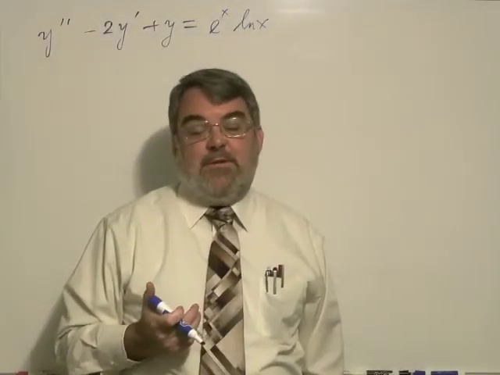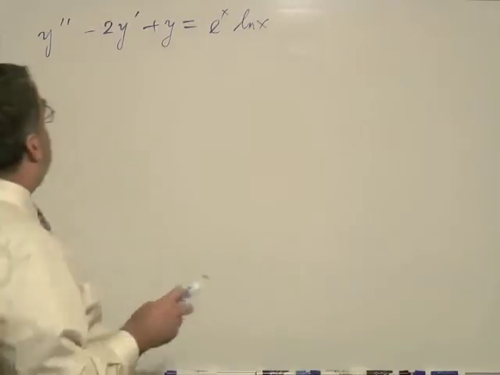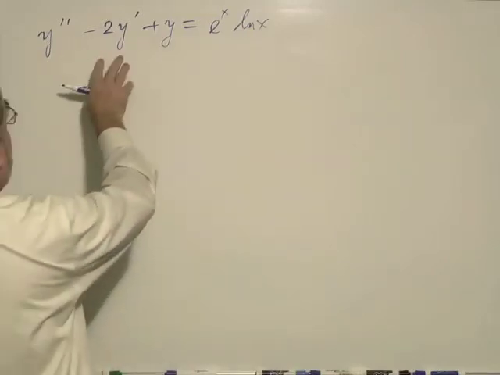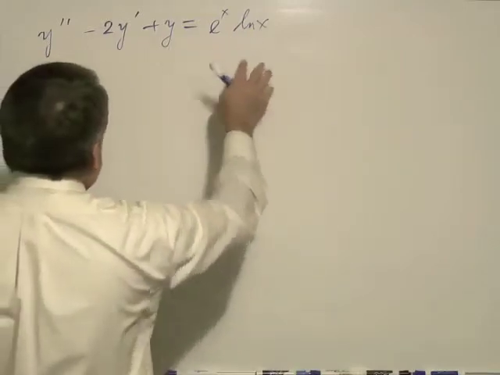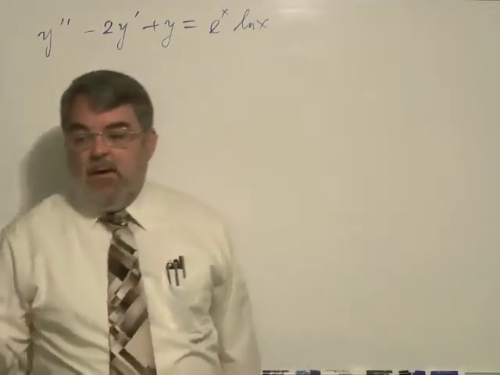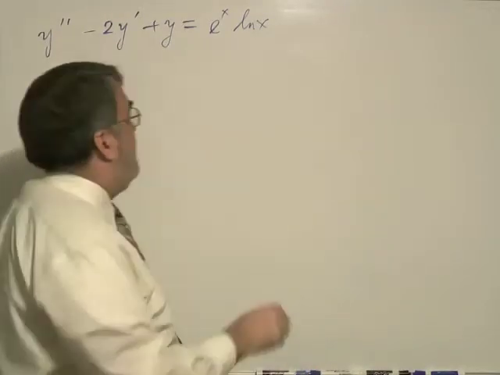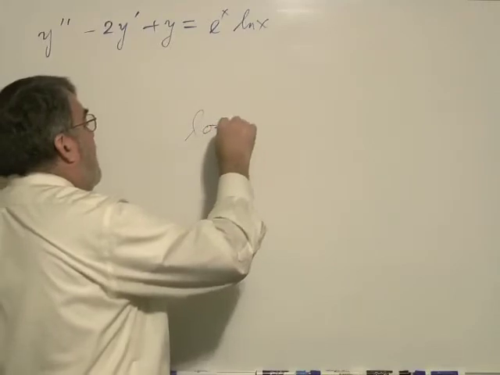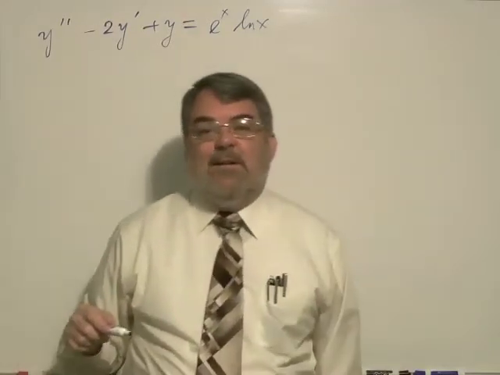This problem is number 14 on page 240. y'' - 2y' + y = e^x ln x. If you have the book I'm using, you'll see that on the right hand side they wrote LOGX.